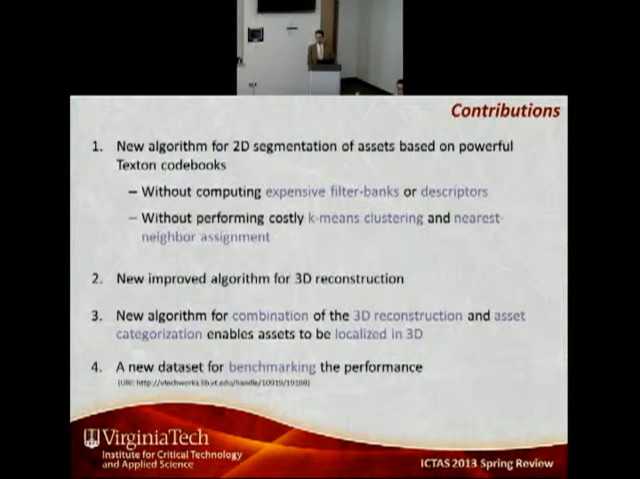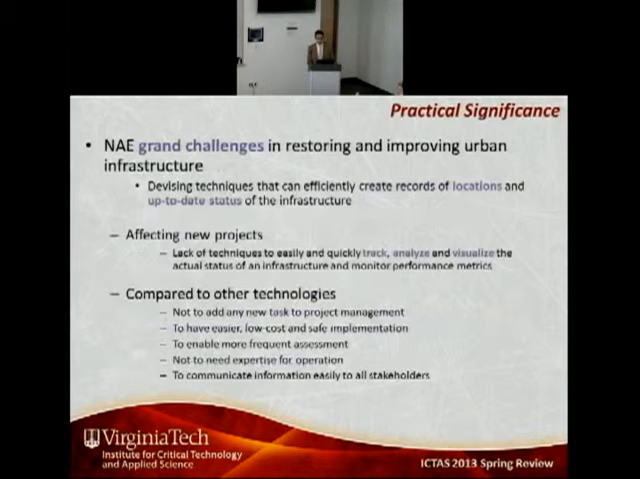The practical significance of this research is that the grand challenge identified by the National Academy of Engineering in 2010 in restoring and improving urban infrastructure is devising techniques which can efficiently create the locations and up-to-date status of highway infrastructure, not only for existing projects but also affecting new projects. So there is a lack of techniques to easily and quickly track, analyze, and visualize the actual status of highway infrastructure and monitor the performance metrics.